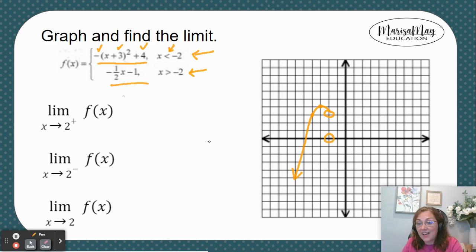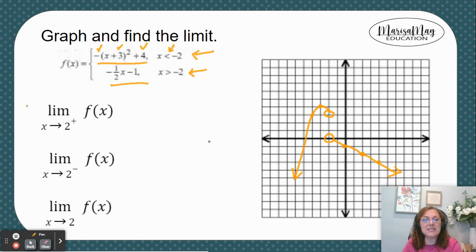And this is a line with a slope of -1/2. So I'm going down 1, run 2, down 1, run 2, down 1, run 2. And remember, I'm only graphing to the right. So my graph looks something like that.